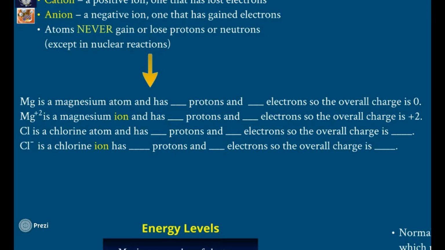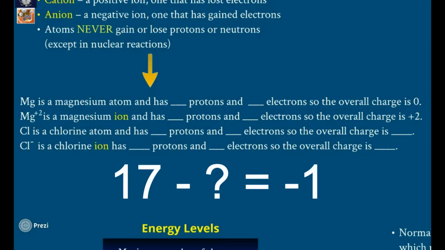Chlorine, find chlorine on the periodic table. 17. All right. So it has 17 protons. Does it have a charge up here? No. So it's going to have the same number. 17 minus 17, 0. But if you look up here, this chlorine has a negative charge. By the way, in chemistry, we don't use the number 1. We just leave the sign there and assume you know. So this chlorine has a negative 1 charge. So if you see just negative, that's negative 1. If it was anything greater than that, they'd write the number down. So it's still 17 protons, but it has a negative 1 charge.